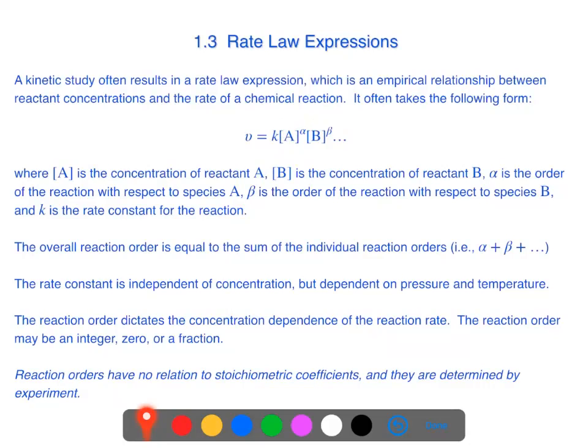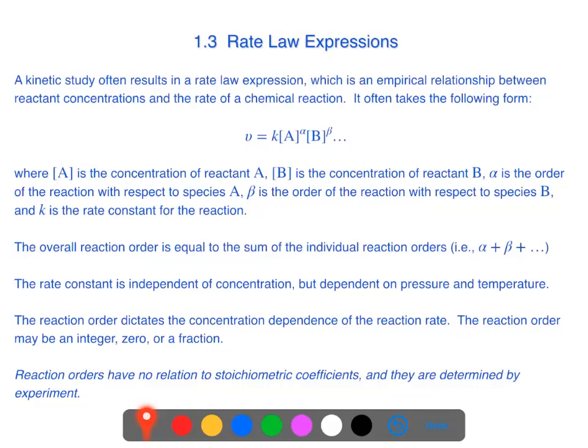The overall order of a reaction is the sum of the partial orders. So in this particular example, the overall order of the reaction would be equal to the sum of alpha and beta. So if alpha and beta, for example, were both 1, then the overall order of the reaction would be 2. We would refer to this as a second order reaction.